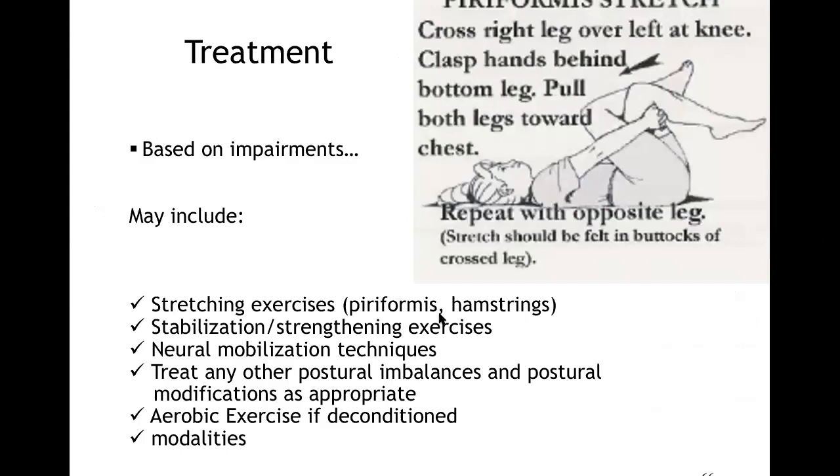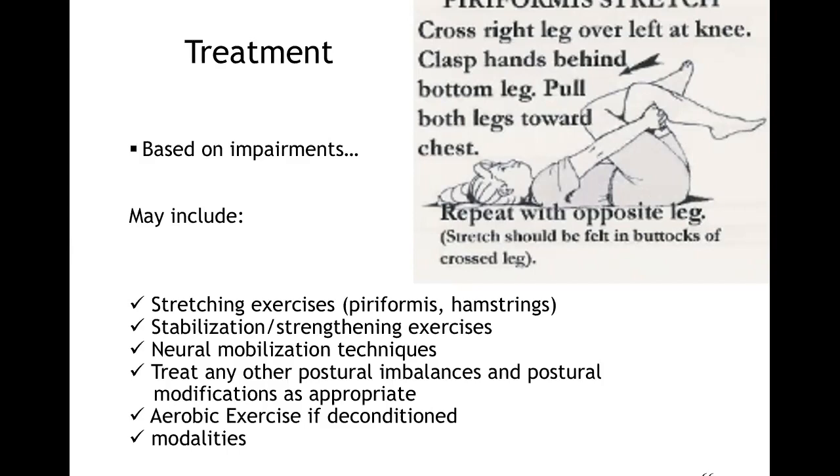Okay, treatment for sciatica. Treatment for sciatica is really based upon what impairments the patient presents with. So it depends, it can include stretching exercises. So we stretch the piriformis if the piriformis is tight, stretch the hamstrings as well. Stabilization and strengthening exercises are also appropriate depending on what is weak, what is lengthened, what is tight. Neuromobilization techniques, which I just showed you, the nerve glide for the sciatic. Treat any other postural imbalances.